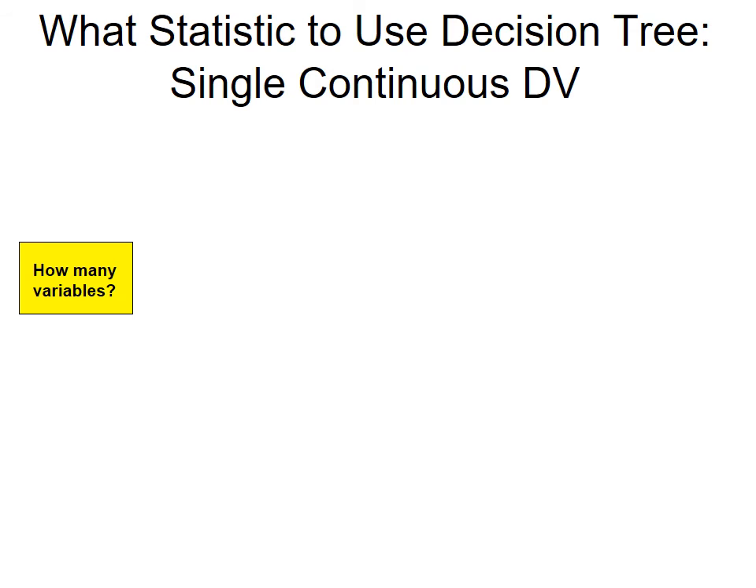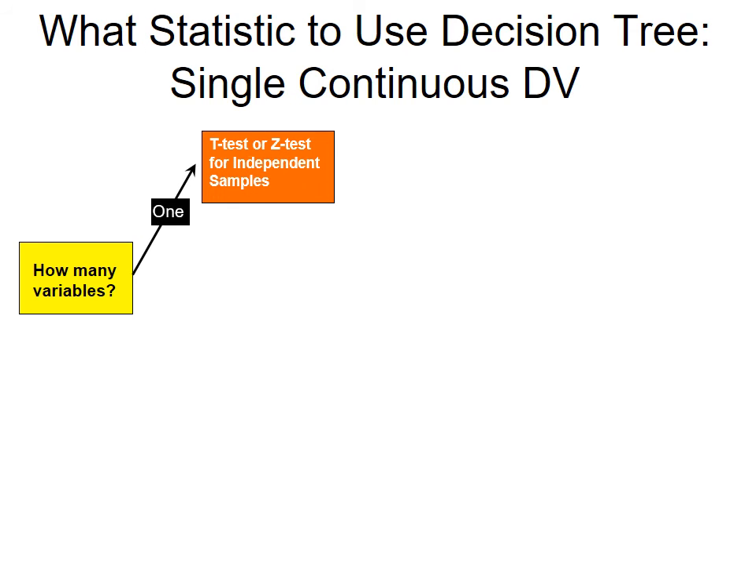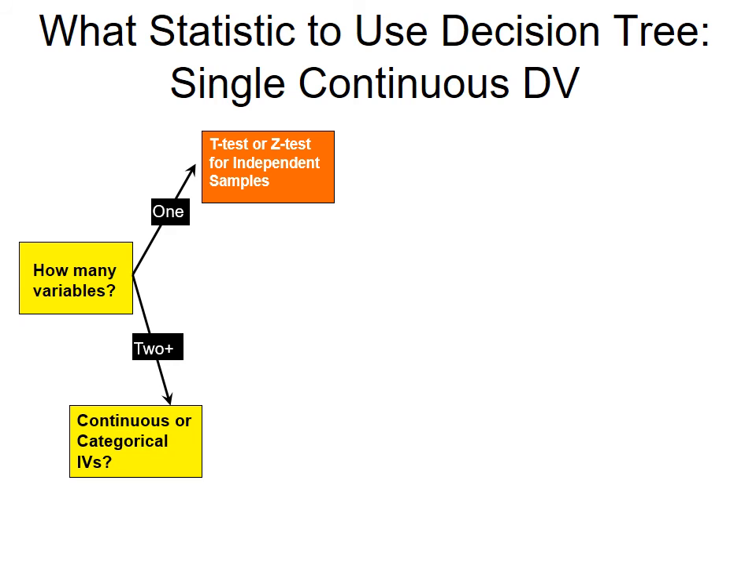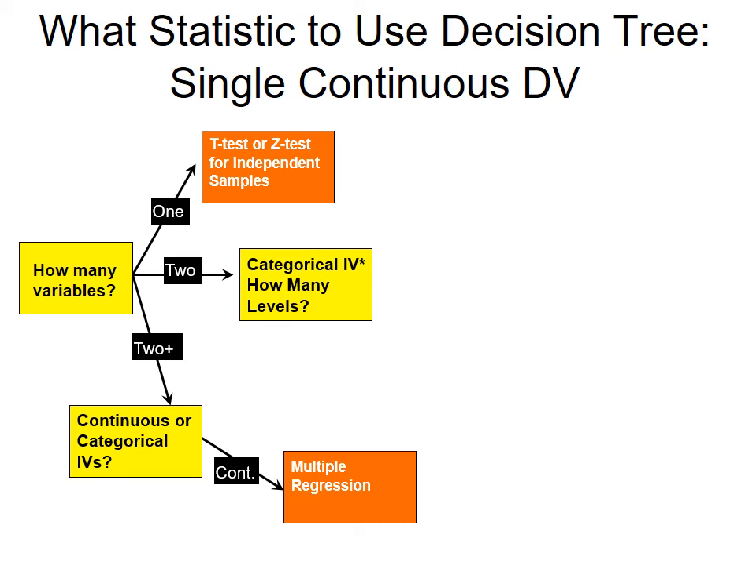So again, going back to our what statistics to use decision tree that we started the semester with, our first question is how many variables. If there's a single variable and it's continuous, that's a t-test or z-test for a single sample. If there's more than two variables, we have to ask the question, is it continuous or categorical IVs? If it's a continuous IV and we have three or more variables, so 2 plus IVs, that means it has to be multiple regression if we have continuous independent variables.